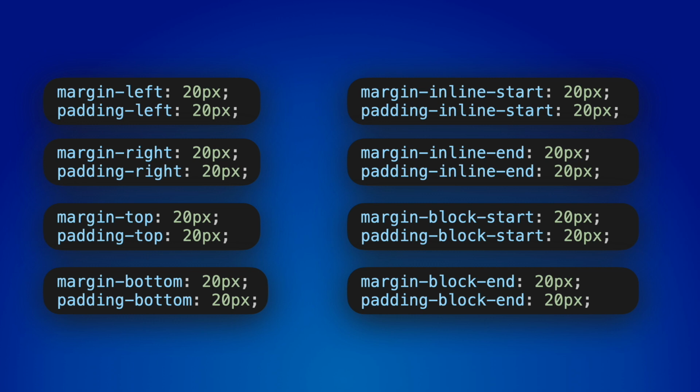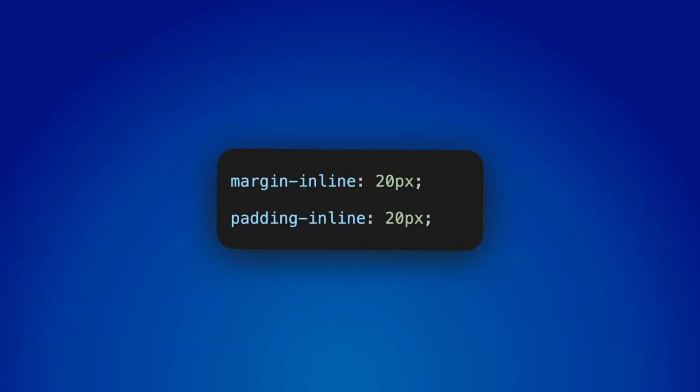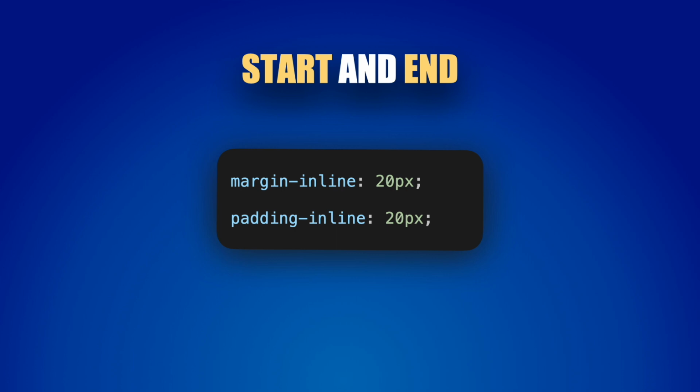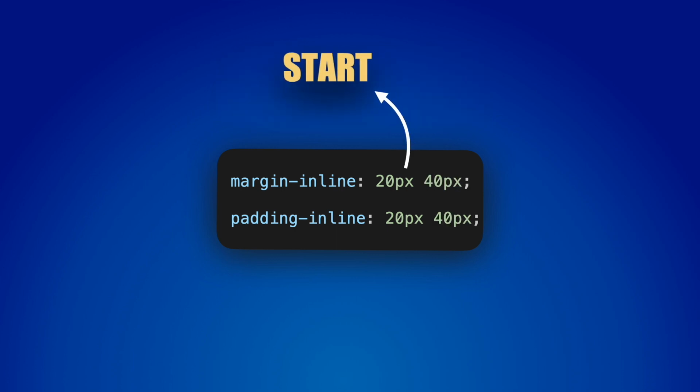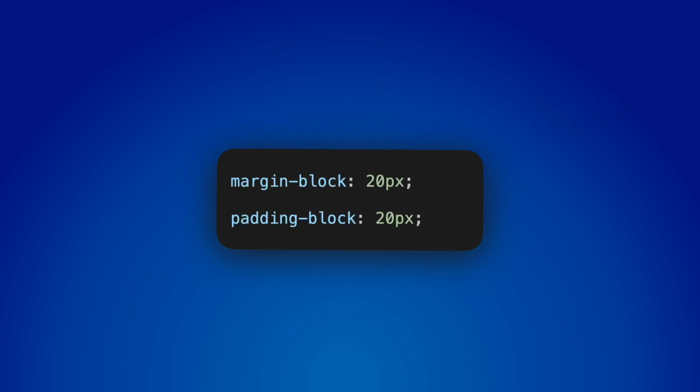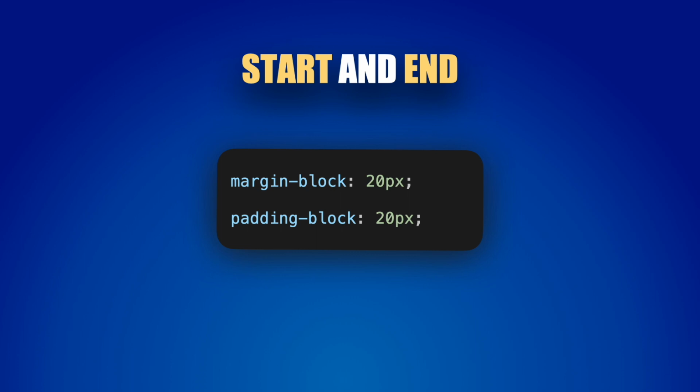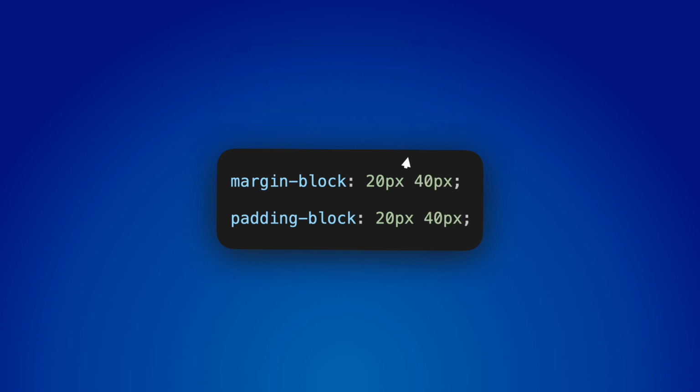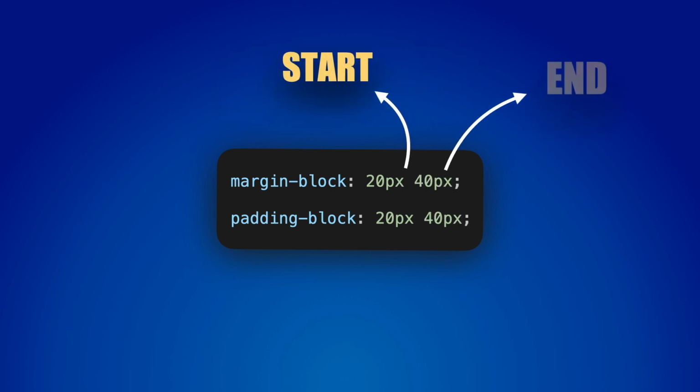They also have short forms. Margin inline and padding inline are the short forms for inline spacing. They take one or two values. If you pass in one value, it applies that spacing both to inline start and inline end. If you pass in two, the first one gets mapped to inline start and the second one to inline end. And margin block and padding block are the short forms for block spacing. They also take in one or two values. If you pass in one, it applies to both the block start and end. And if you pass in two, the first one gets mapped to block start and the other to block end. And that's all the changes for margins and paddings.